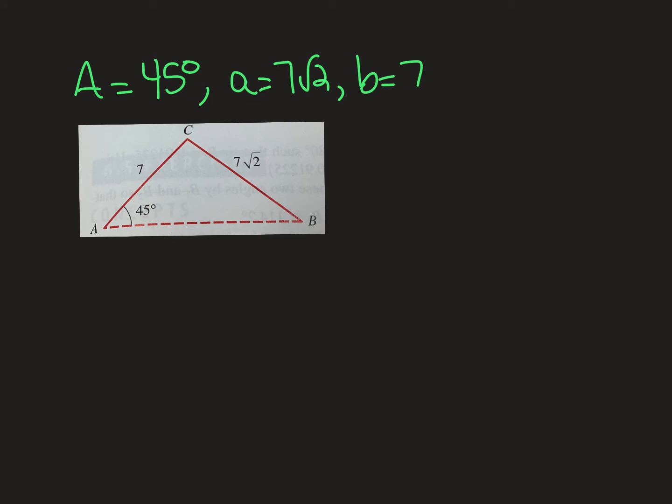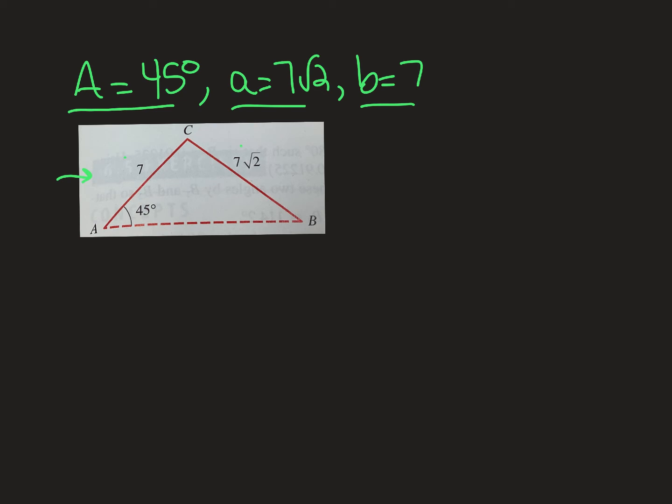All right, here's the first one. They're going to give you information like this. They're going to give you all this information like angle A is 45, side A is 7 square root of 2, side B is 7. And I drew a little rough sketch down here. Well, I actually copied the picture, but if you look at it, that's side angle, or angle side. So it's ambiguous, which means it could be two cases, one case, or none.